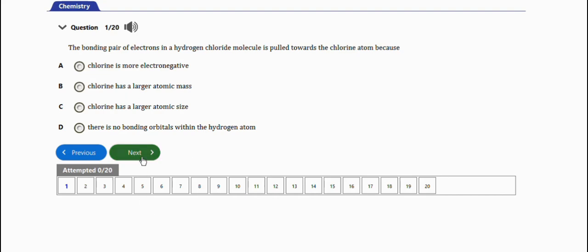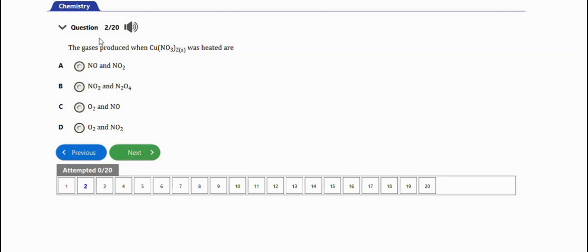The next question will be this one. It says the gas produced when this compound was heated. We have nitrogen(II) oxide and nitrogen(IV) oxide, and dinitrogen tetroxide. We have oxygen gas and nitrogen(II) oxide, oxygen gas and nitrogen(IV) oxide. So the right answer is option D.